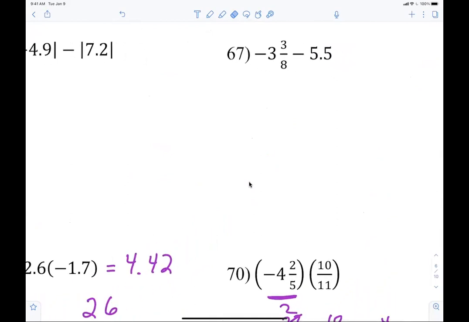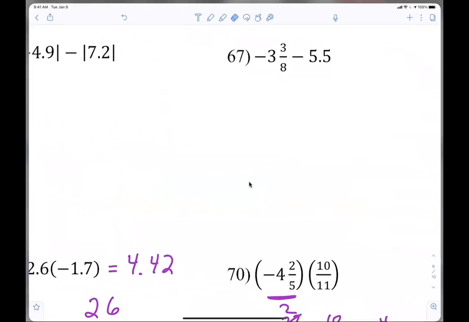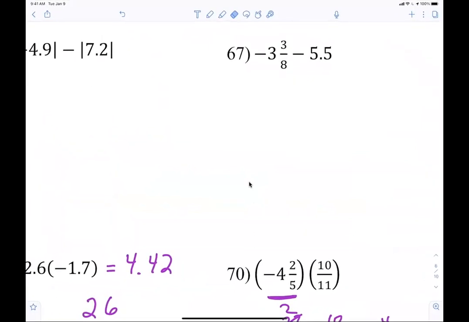What are you thinking on this one? Probably I would change 0.5 to what? 5 and 1/2. Yes, so negative 3 3/8 minus 5 1/2. So are we adding them or are we subtracting them? You're subtracting. Oh, wait, no, I didn't. That's right. So now what's 3/8 and 1/2?